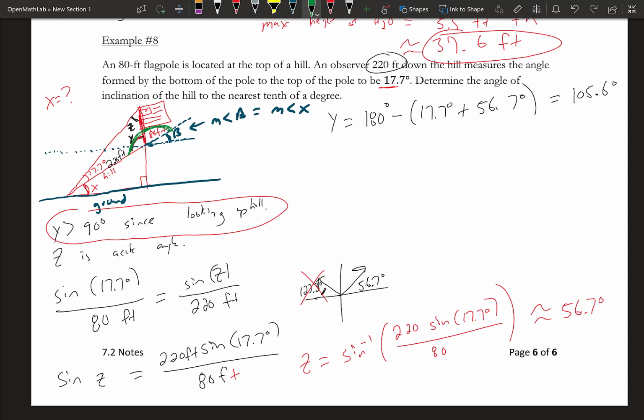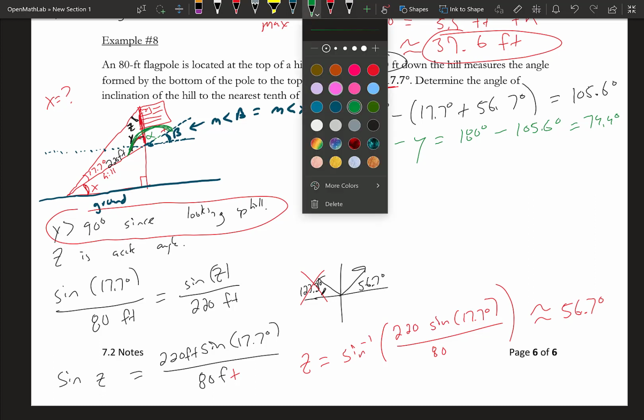So let me get rid of the 80 feet. I'll call this angle alpha. Use beta. So alpha is going to equal 180 degrees minus y, because y and alpha have to add to be 180 degrees. They make a straight angle. So this would be 180 degrees minus 105.6 degrees, which comes out to be 74.4 degrees.